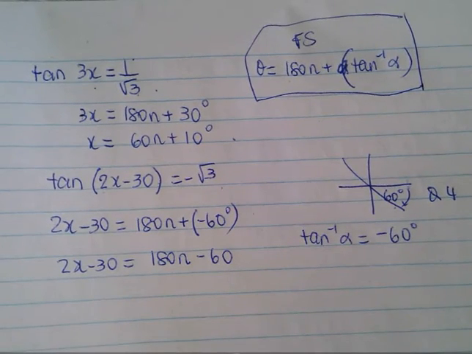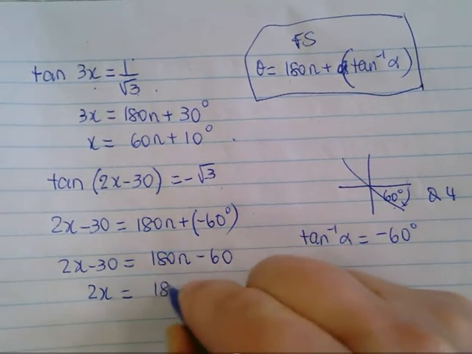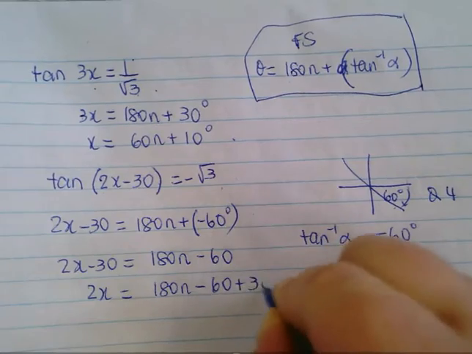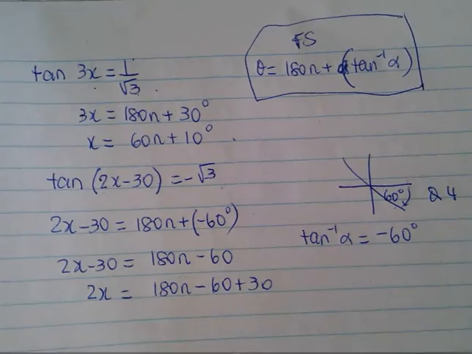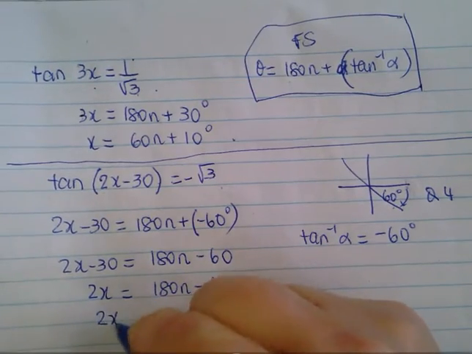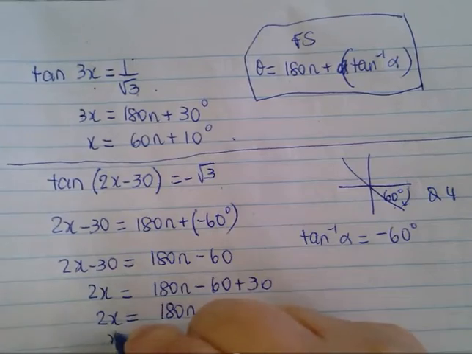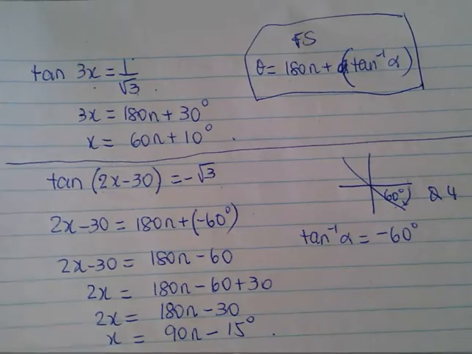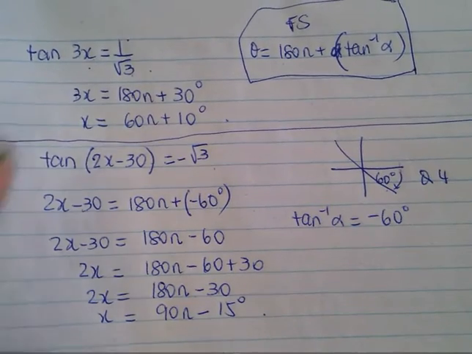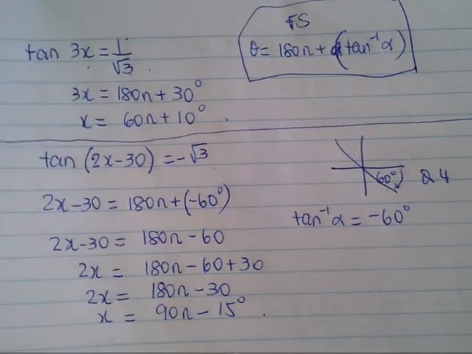Now what do you think I do? You've done this sort of thing before with other stuff. Take the 30, yeah. So it's just 180n minus 60 plus 30. You can't add 30 onto 180n. You're just adding 30, right? So therefore 2x is 180n minus 30. And now we just divide by 2. It's 90n minus 15. All right? So we've done a tan positive, a tan negative with shifts this time.